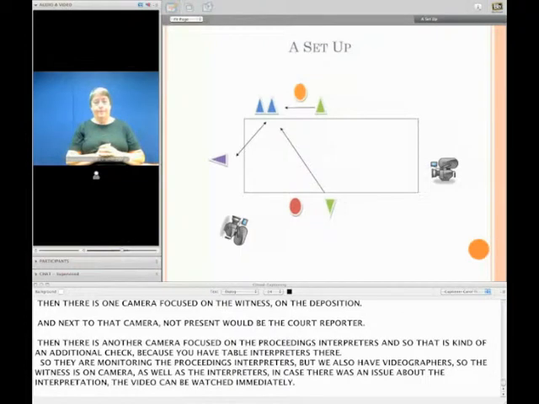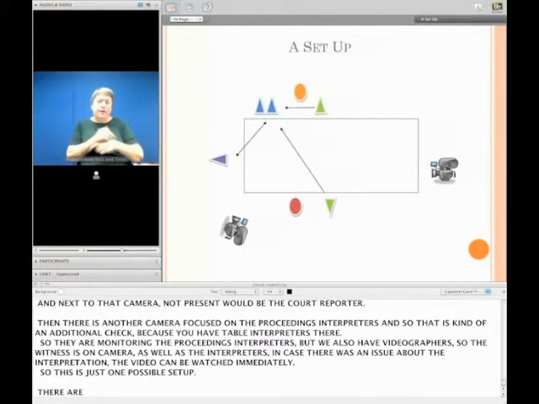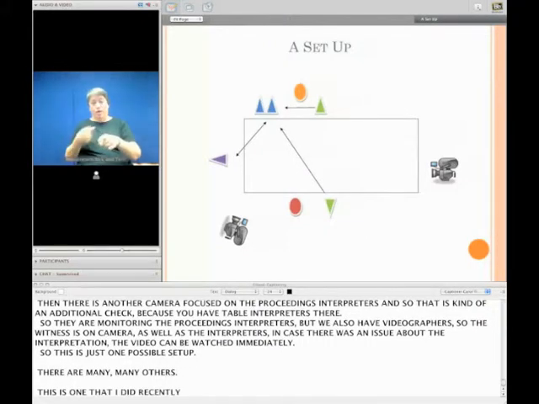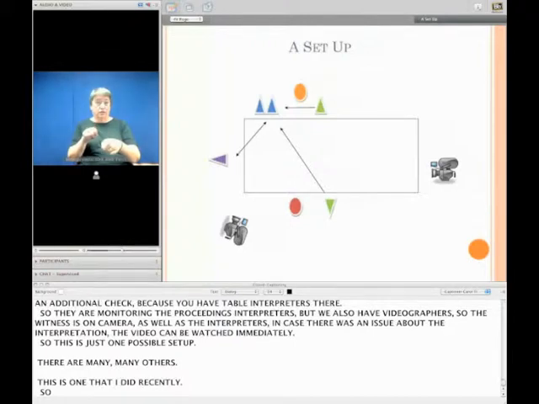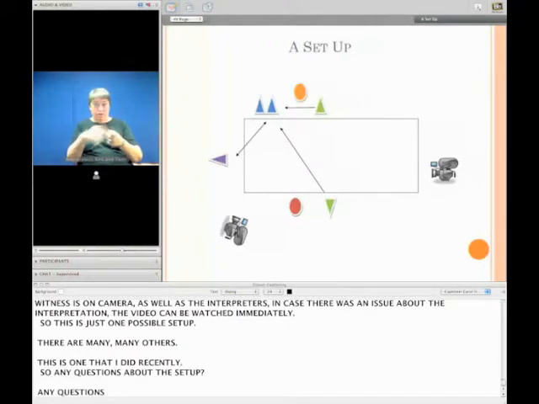So this is just one possible setup. There are many, many others. This is one that I did recently. So any questions about the setup? Any questions about anything we've talked about thus far?